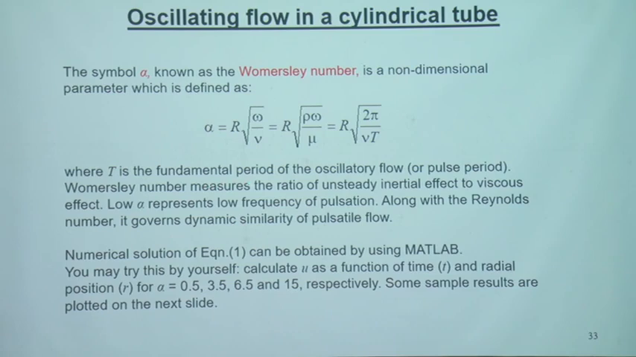When we describe pulsatile flow, we need to make use of the Womersley number as well as the Reynolds number to consider the dynamic similarities of pulsatile flow. So here I set the numerical solutions of the equation that I described earlier, the Womersley solution, and this can be established using MATLAB. You can also calculate the velocity profiles as a function of time for different Womersley numbers, just to appreciate how the frequency of pulsation can affect the shape of the velocity profiles.